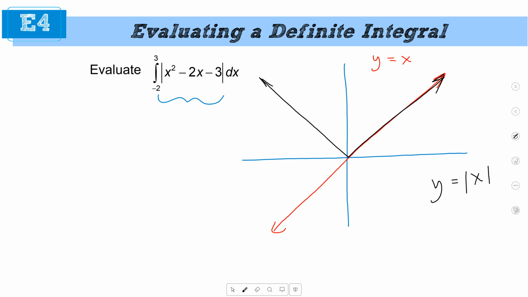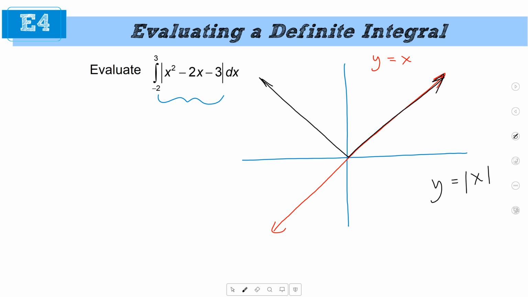So what is the absolute value of this doing? Well, it's taking that graph of x squared minus 2x minus 3, which looks like what? What is x squared minus 2x minus 3? It's a parabola. Opens up or down? Opens up, and it's below the x-axis, correct? When I put the absolute value bars around it, it takes anything that's below the x-axis and flips it over.